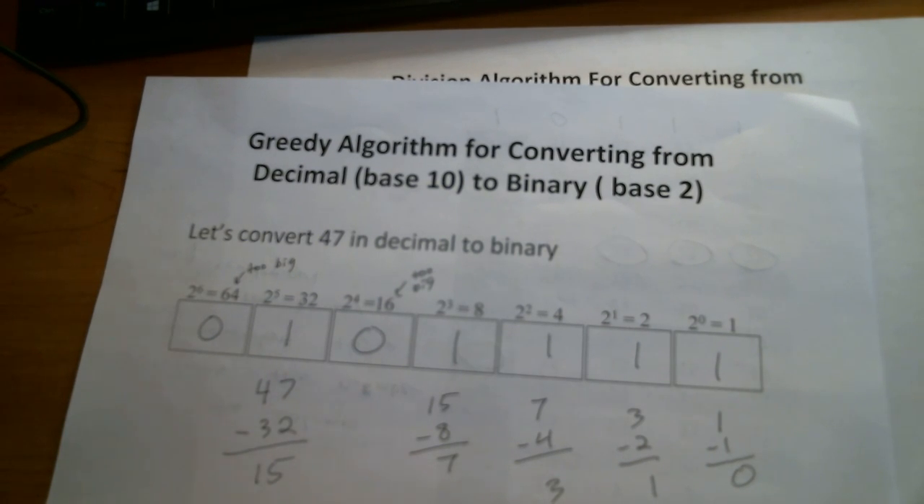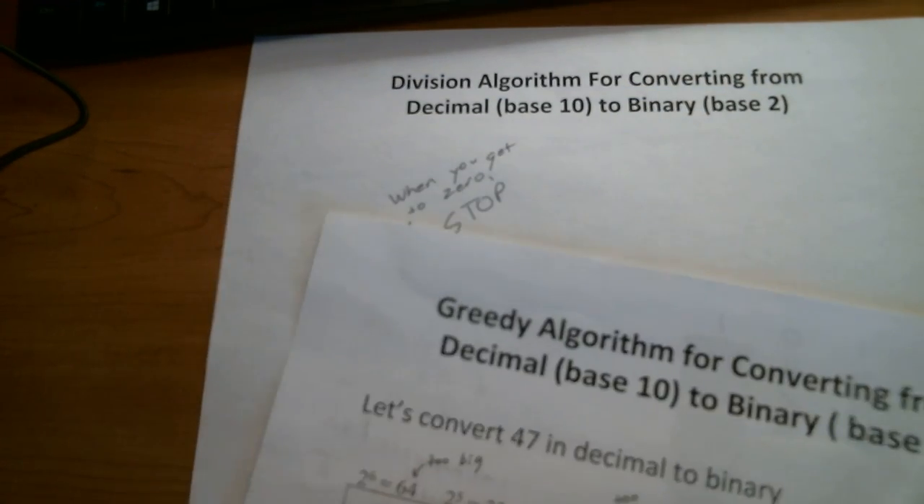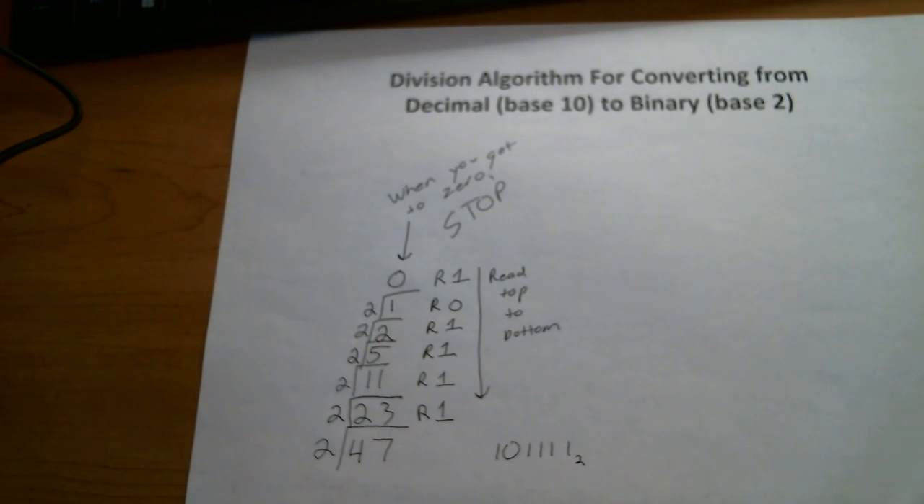So either way is perfectly acceptable. I'm never going to require you to use a division algorithm or a greedy algorithm. I just care that you can convert a base 10 number into a binary number, because any number that a computer deals with is going to be represented in binary.